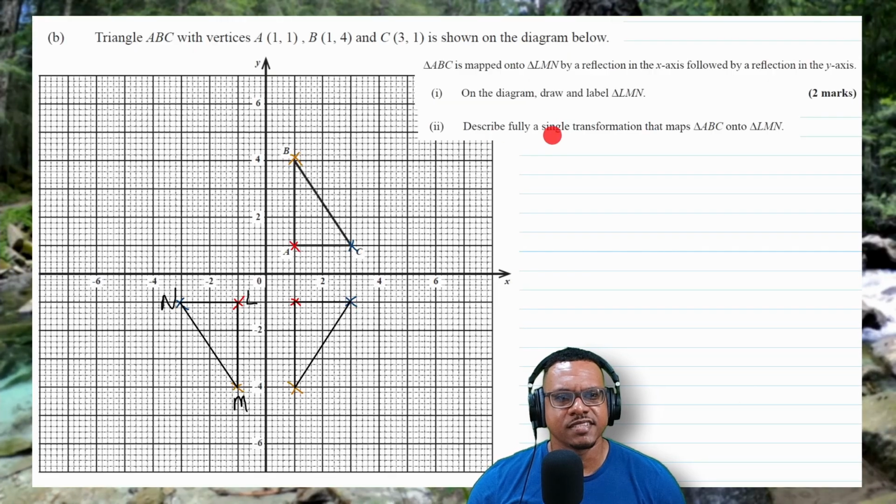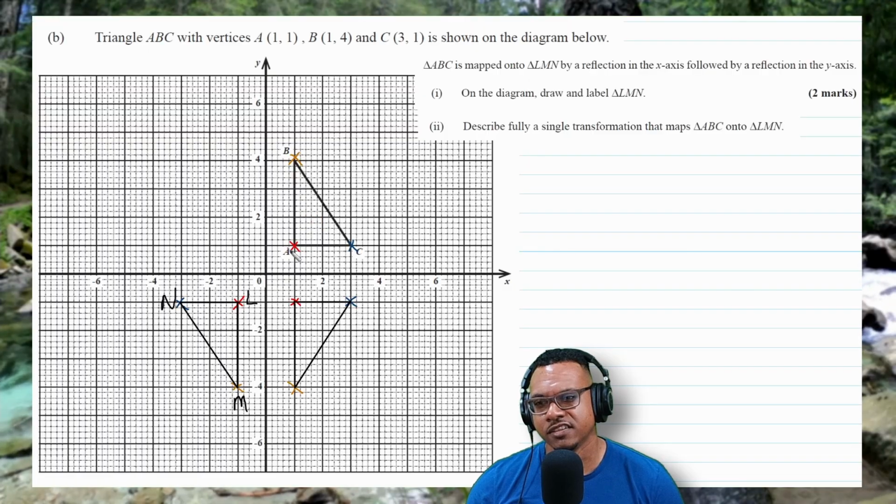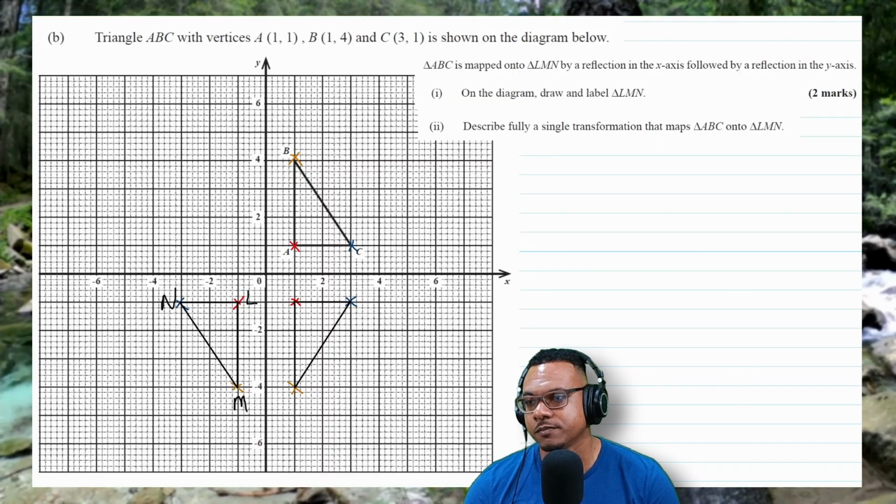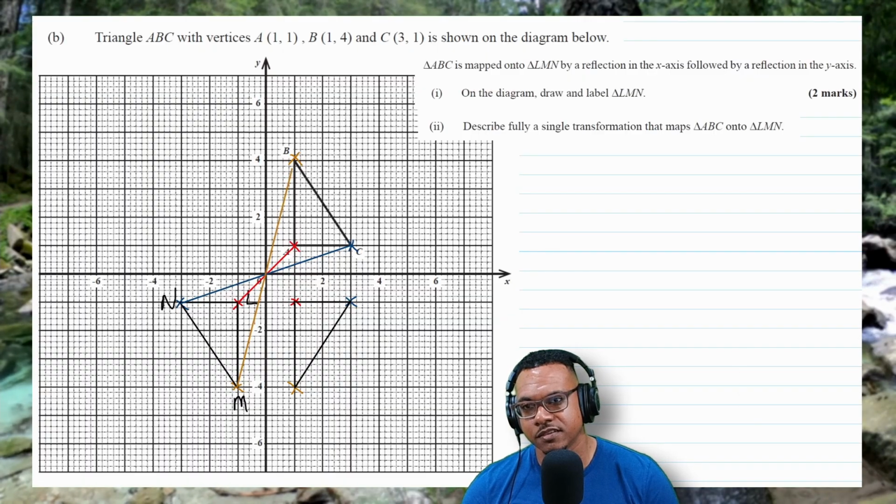Now it's saying describe a single transformation that maps ABC to LMN. So what maps this triangle to this triangle? We discussed the 4 types of transformations already, and we can see that LMN is not in the same orientation as ABC, and it is not laterally inverted either. So it's going to be a rotation. We connect the corresponding points: L to A, then N to C, and then M to B.